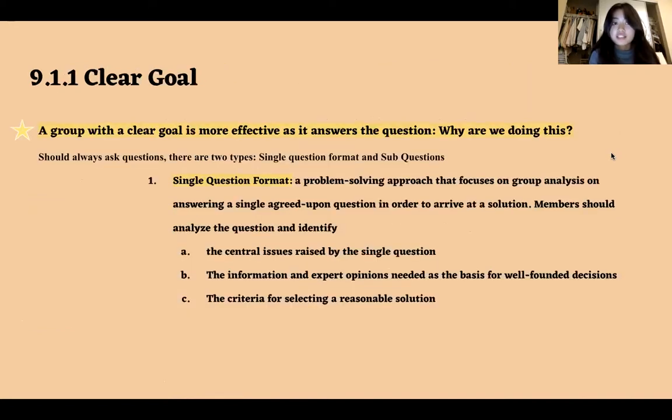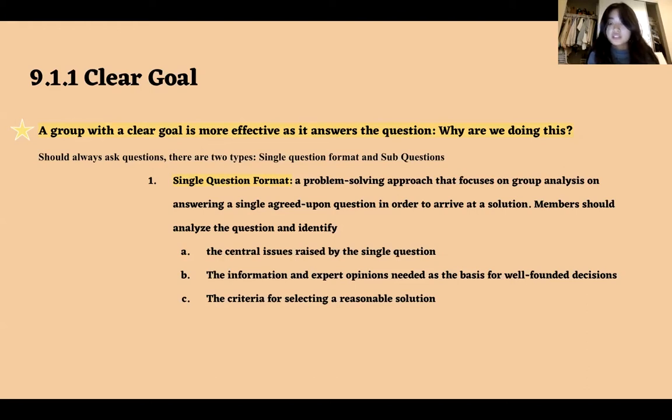So the first subsection in this section is developing a clear goal. Groups are more effective when they have a clear goal because it answers the question, why are we doing this? And kind of unifies the group. So in this situation, you should always ask questions. There are two types of questions you should ask, which are single question format and sub-questions. The first one is a single question format, which basically approaches group analysis based on answering a single agreed upon question in order to get to a solution.